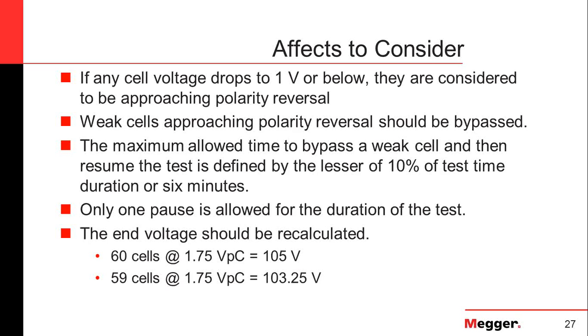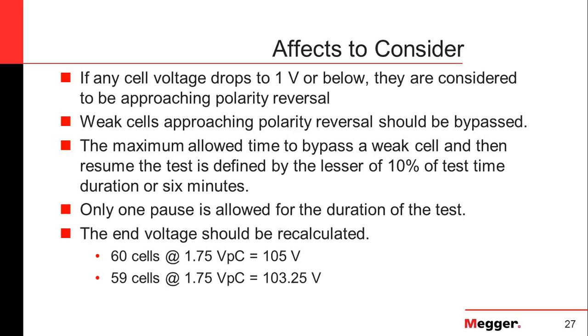Now, another effect to consider is what's called cell reversal. That's when one cell, instead of being in the right polarity, actually switches polarity. Instead of supplying capacity, it's now actually becoming a load on the battery string, which means that the battery string is not going to last as long as I wanted it to. So a cell is considered to be approaching cell reversal when you reach 1 volt or below. If you reach that point on a particular cell and you still have some time to go on your test, then you should bypass that cell.